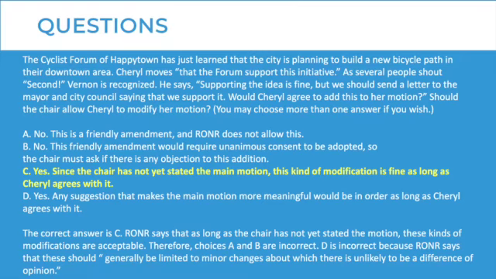And the correct answer, you probably saw it when I changed over. The answer is C. Only answer for this one is C. Yes, since the chair has not stated the main motion, this kind of modification is fine as long as Cheryl agrees with it.